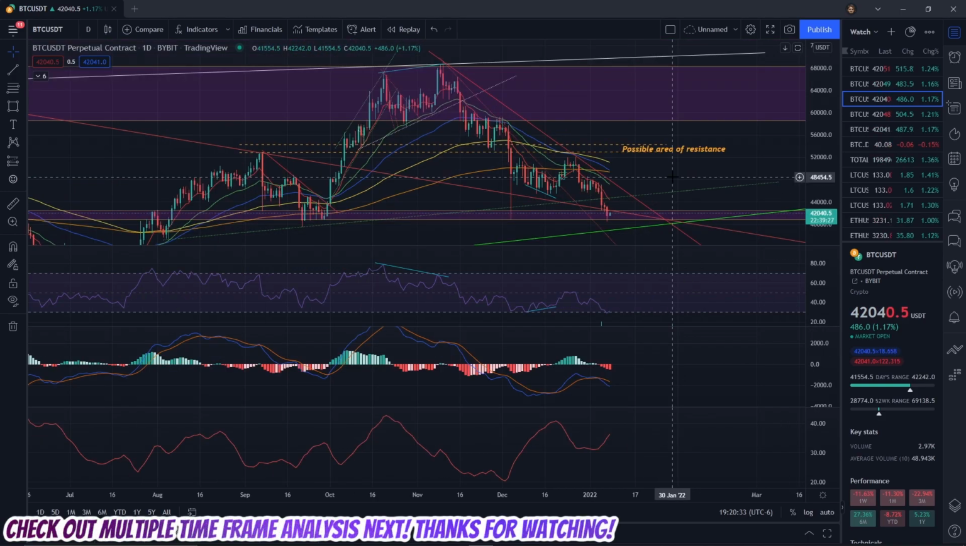So now that you've charted the market structure and you've used indicators to help you confirm or deny your idea about the bigger picture, now we need to get into multiple time frame analysis so that you can see how to apply all of these traits into multiple time frames and find better entries and exits for your trades.